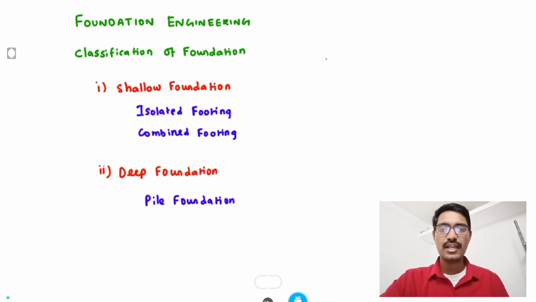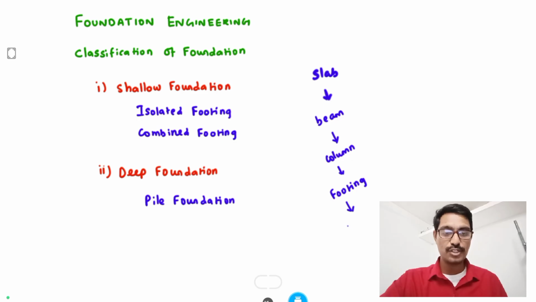Take a frame structure or load bearing structure, any structure. The live load will be transmitted to the slab, the slab load will be transferred to the beam, the beam load will be transmitted to the column, and the column load will be transferred to the foundation or footing. Finally, the footing load will be transmitted to the soil.